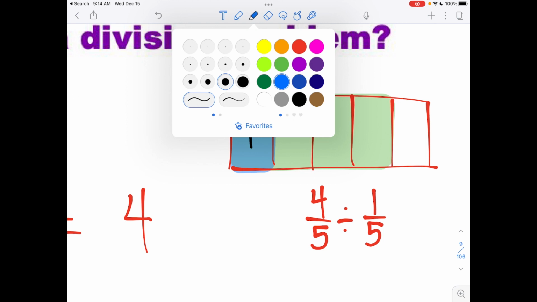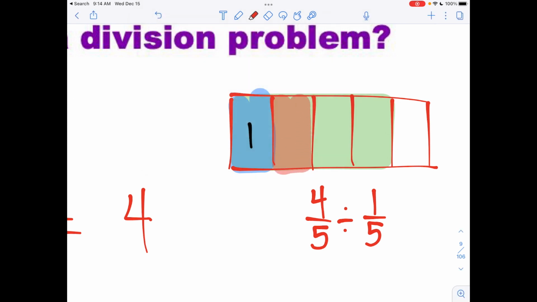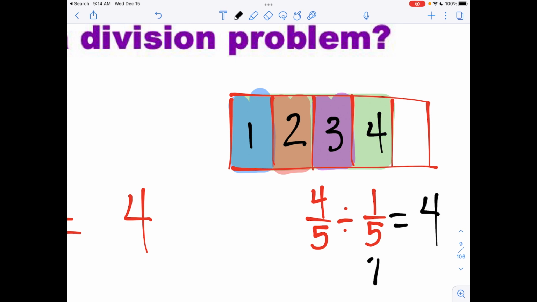Here's my second fifth, number 2. Here's my third fifth, number 3. And here's my fourth fifth. That's why the answer is 4. 4 of these make that.